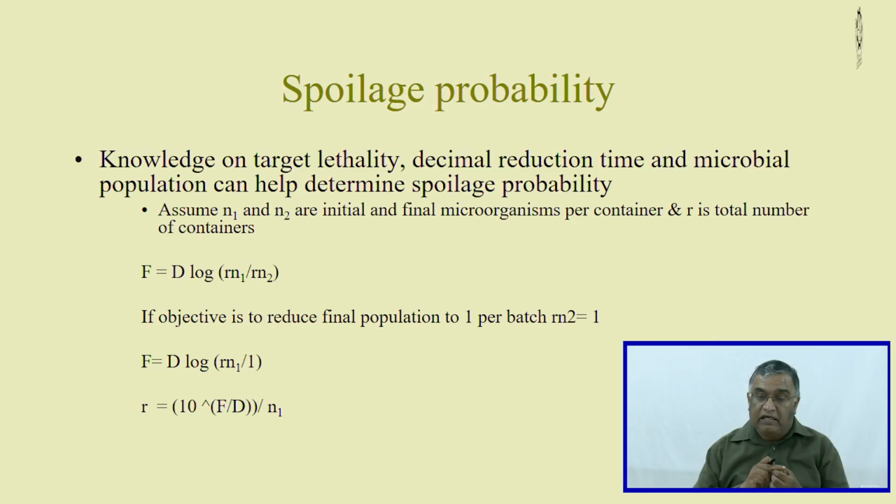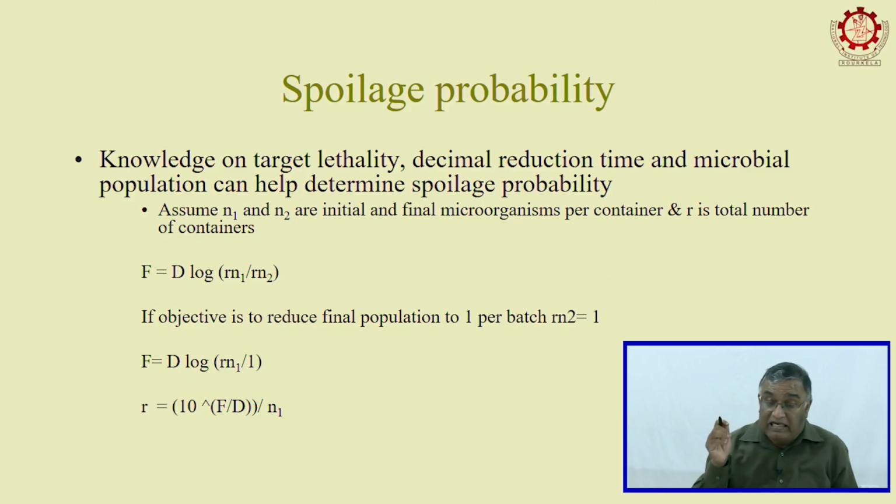The next one is the spoilage probability. The spoilage probability basically tells you how likely it is that a product is going to spoil. So, let us suppose you have a bacteria, and R is the total number of containers you are processing, N1 is the initial population, and N2 is the final population.